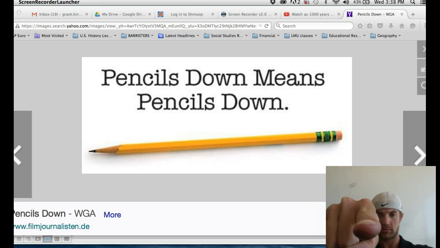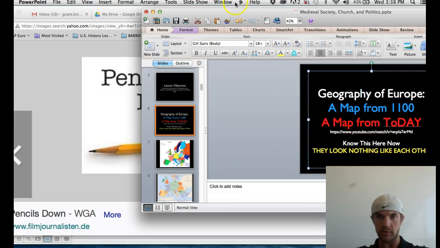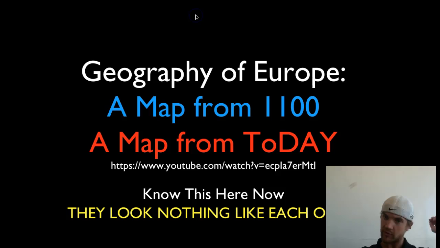Pencils down. And I mean it. Pencils down means pencils down. Alright, for the next couple minutes I want you to just listen, and then we'll take notes afterwards. So I'm going to give you a little geographical background for Europe that we'll be talking about all year. One thing to keep in mind. A map that I'll show you from 1100, so 915 years ago, looks very different from a map today. We're talking about Europe. So know this here now. They look nothing like each other.